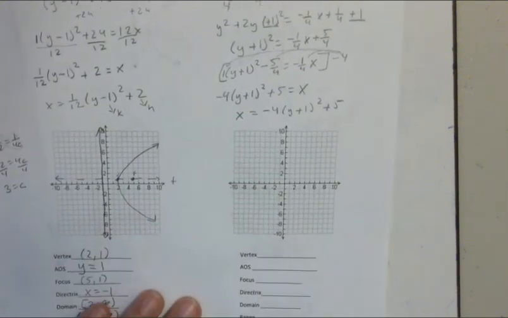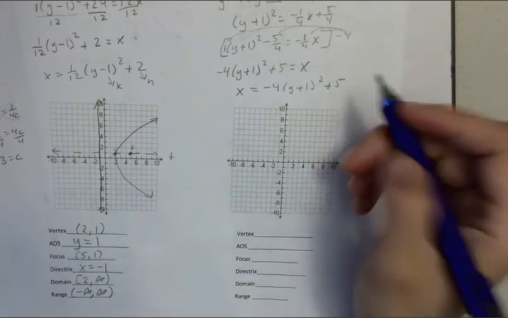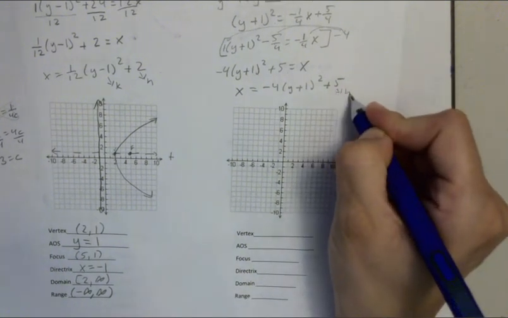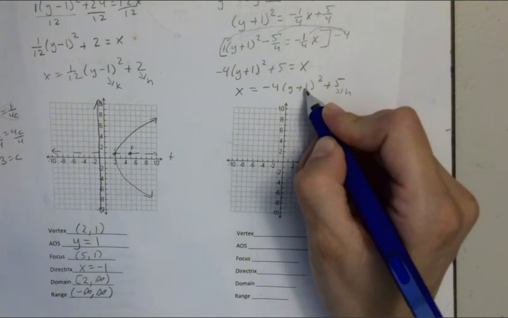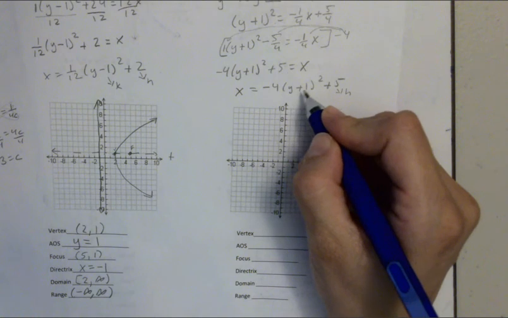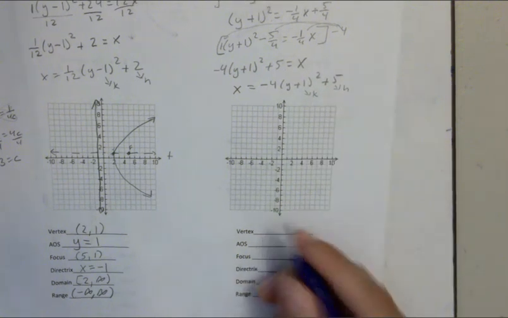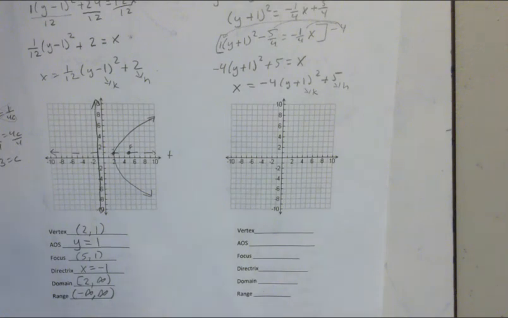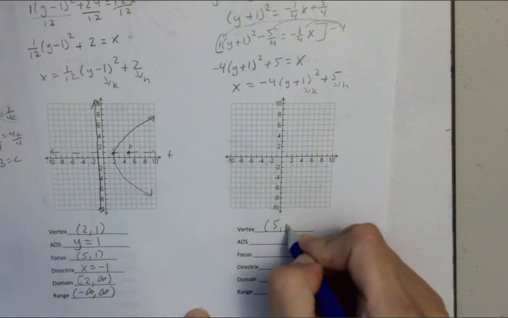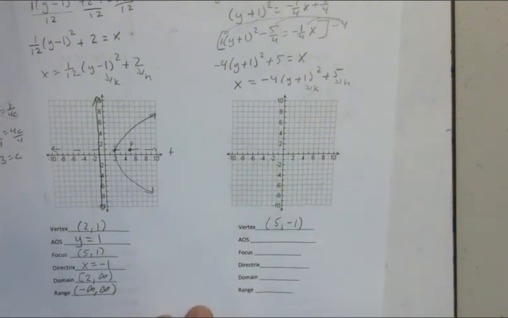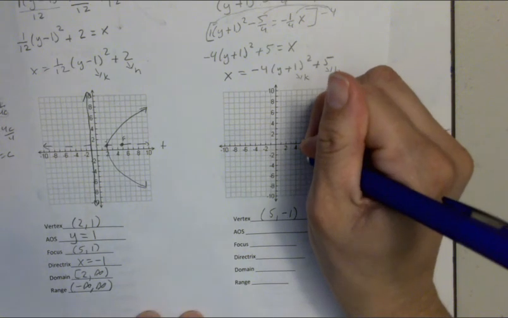So we can go ahead and plot the vertex. Remember, h, k. So this value here is h. Remember, it's y minus k. So since this is a positive 1, that means it's saying y minus a negative 1. So you have to remember your k value here is going to be negative. So our vertex is at 5, negative 1. All right, so let's go ahead and plot 5, negative 1. So 5, negative 1 is down here.